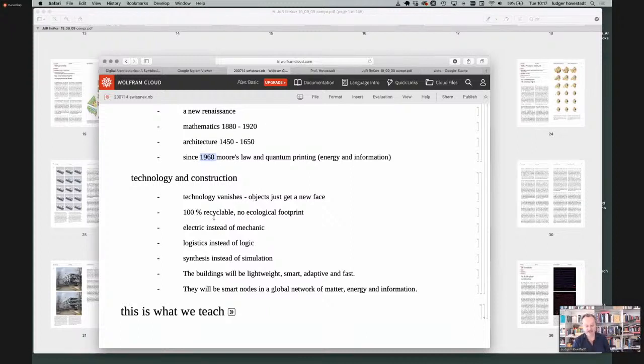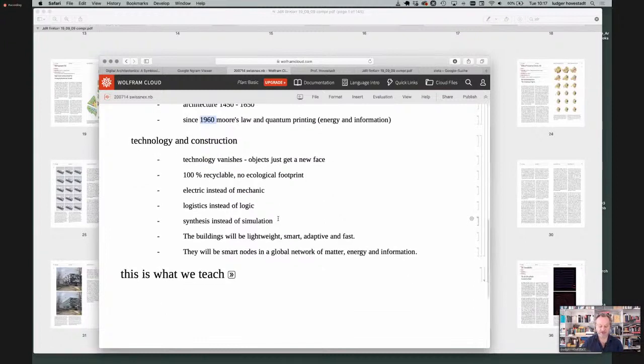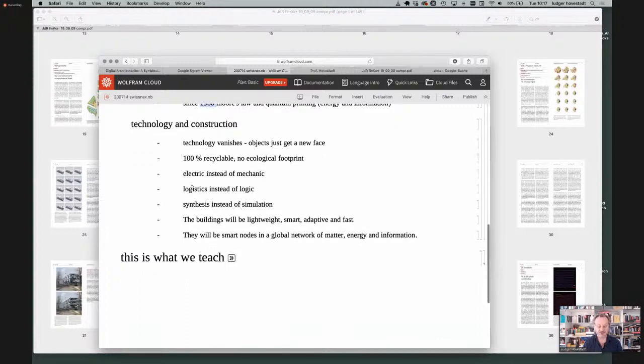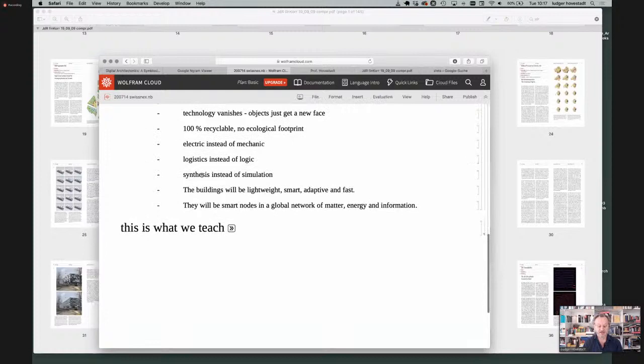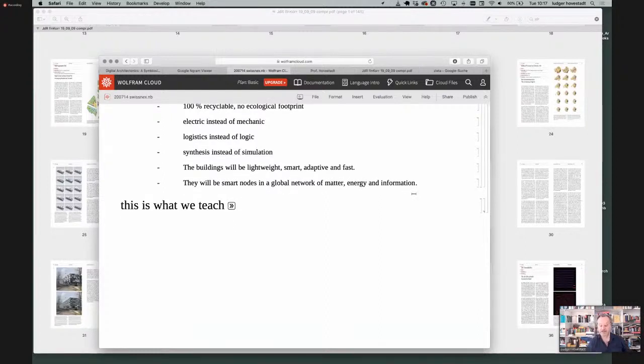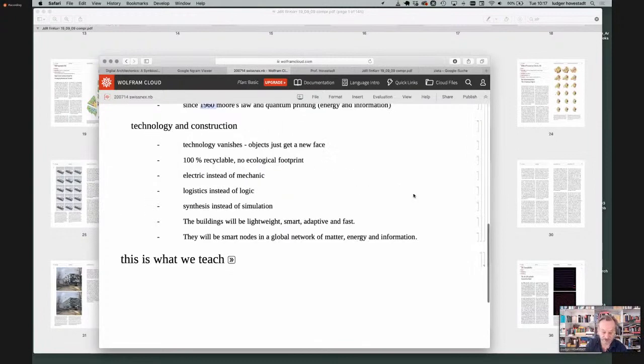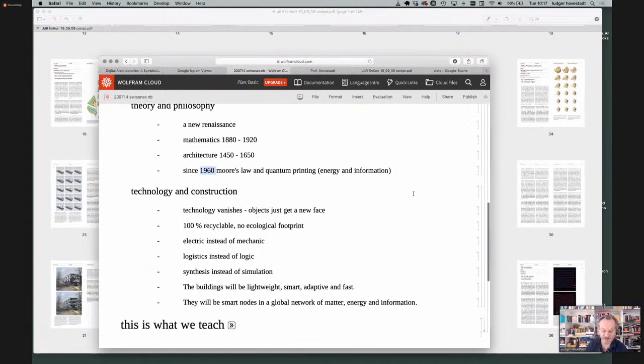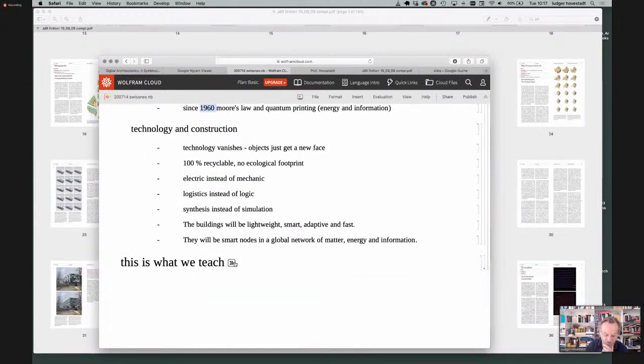We will have recycling, no ecological footprint, because it's recycled and it's a quantum. We will have electricity instead of mechanical solutions. We will have logistics solutions, logic, synthesis instead of simulations. The building will be lightweight, smart, adaptive, and fast. And there will be smart nodes in a global network of meta energy and information. So this is what we all hear all around. We are pretty sure that these are the principal parameters. And the interesting thing is that these things have no structure and no form. So there's no architecture. We can't do anything. Therefore, what do we teach?